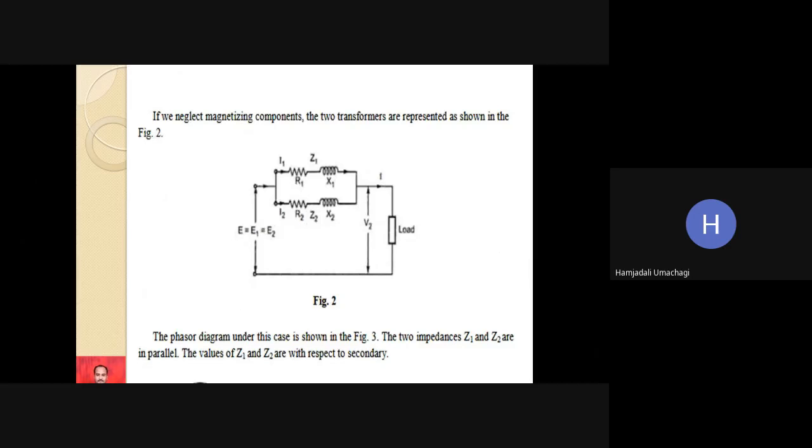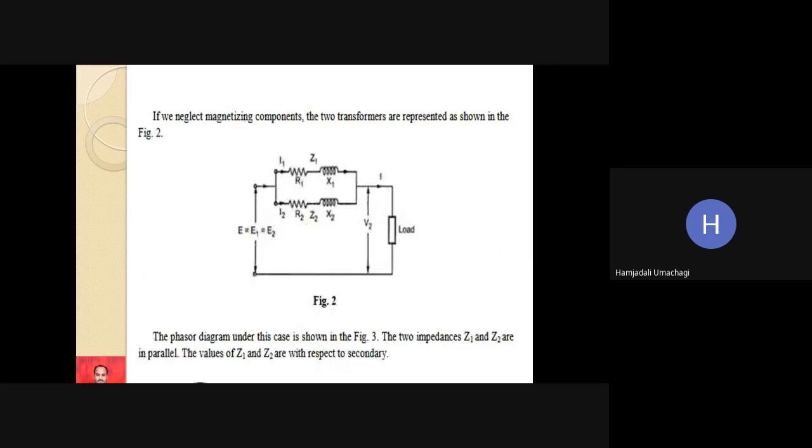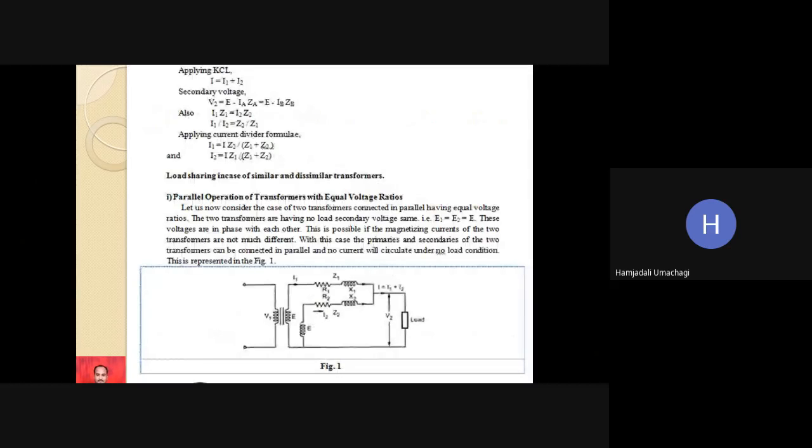if we neglect magnetizing components, the two transformers are represented as shown in figure 2. If we neglect the magnetizing branch here, then the same circuit diagram can be rewritten once again in this form. Here the first transformer's induced EMF is E1 and the second's is E2, so E1 equal to E2 is equal to E. So this whole thing can be written in the single voltage form. That single voltage form circuit diagram you can see.